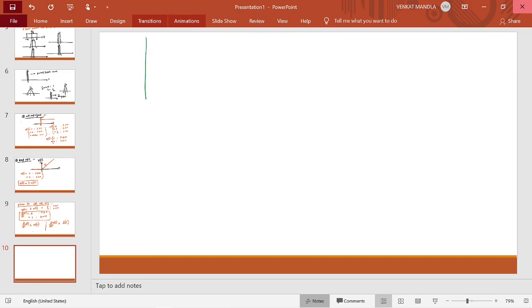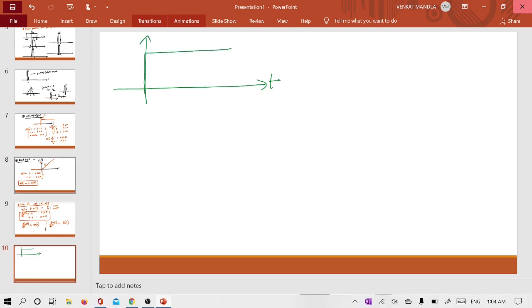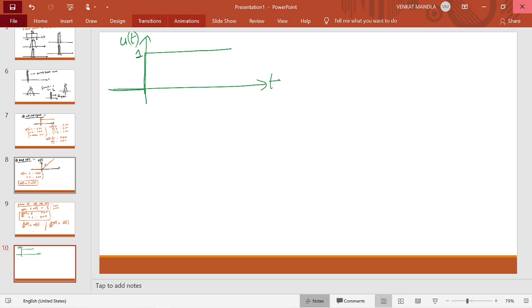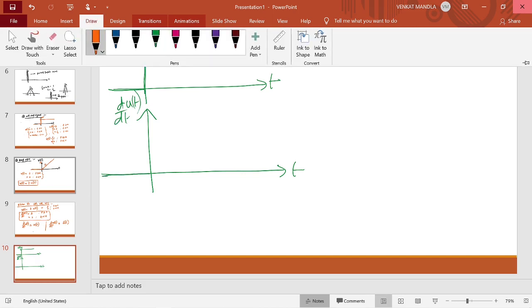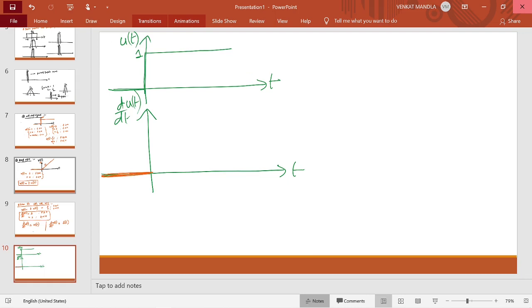Why? Because this is t, this is u of t. I want to differentiate this. So d by dt of u of t. For t less than 0, you have 0. So if you differentiate 0 with respect to t, you will get 0. And for t greater than 0, you have a constant. If you differentiate a constant with respect to t, you will get 0. So here also 0 for t greater than 0.